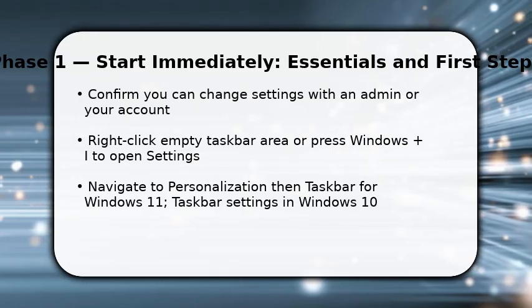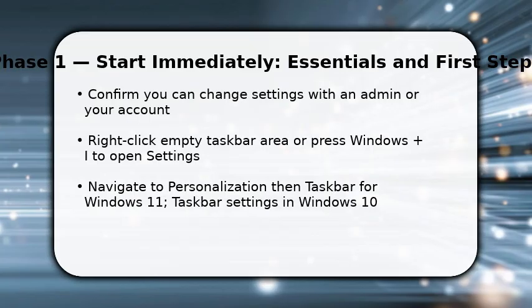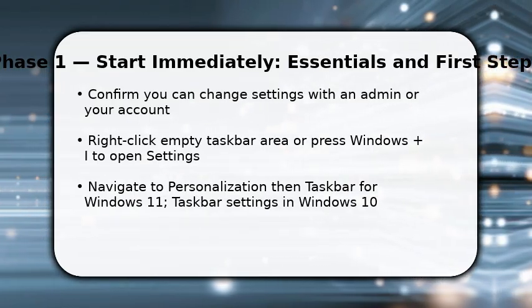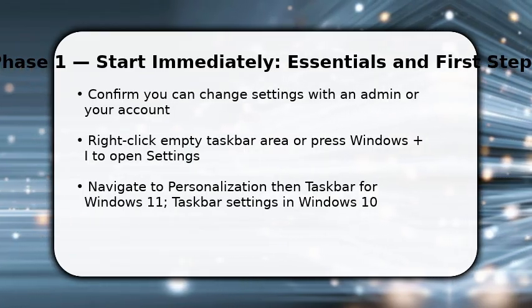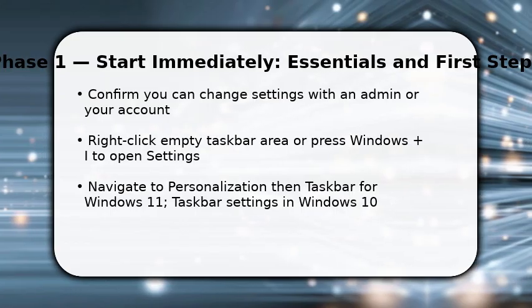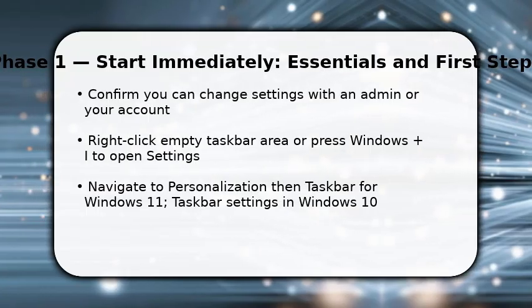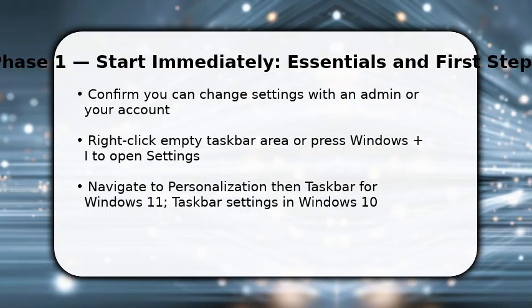Enjoy the video. You start by making sure your account can modify the desktop. If not, sign into an admin account. Next, open settings quickly by pressing Windows + I or right-click an empty taskbar area and choose Taskbar Settings. Once done, select Personalization, then Taskbar for Windows 11 or open Taskbar Properties on Windows 10. This gets you to the controls that determine position.